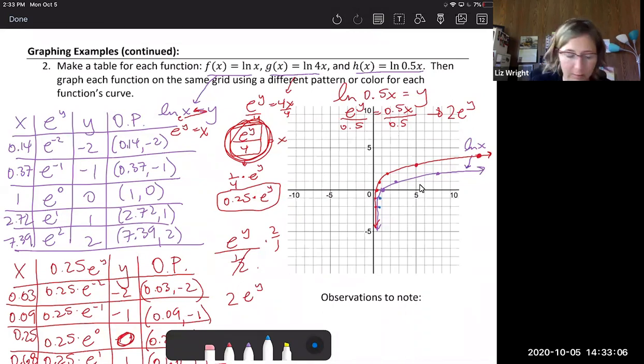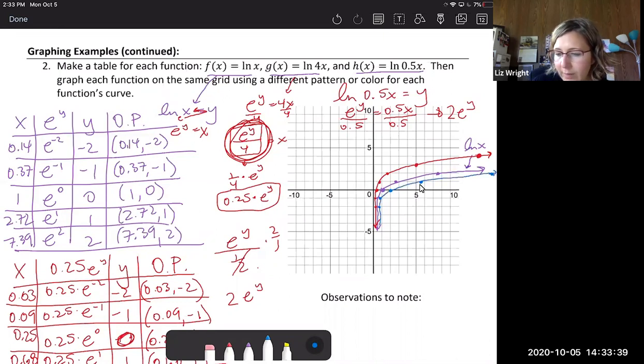0.74, negative 1. 2, 0. So check that out. It didn't hit 1, 0 either. So we got 2, 0. Then we got 5.4. So I'm going to say almost 5.5, 1. So 5.4, 1. And then about 15, 2. So 15 is going to be way over here, 2.